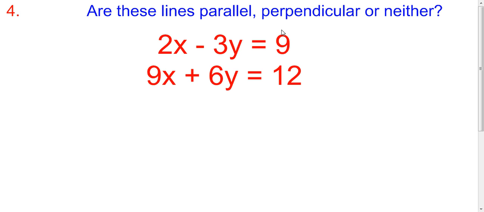Okay? So in order to tell if something is parallel or perpendicular, what you need to know is if their slopes are the same. So I would suggest getting both of these lines into y equals mx plus b form so that you can look at their slopes, okay?